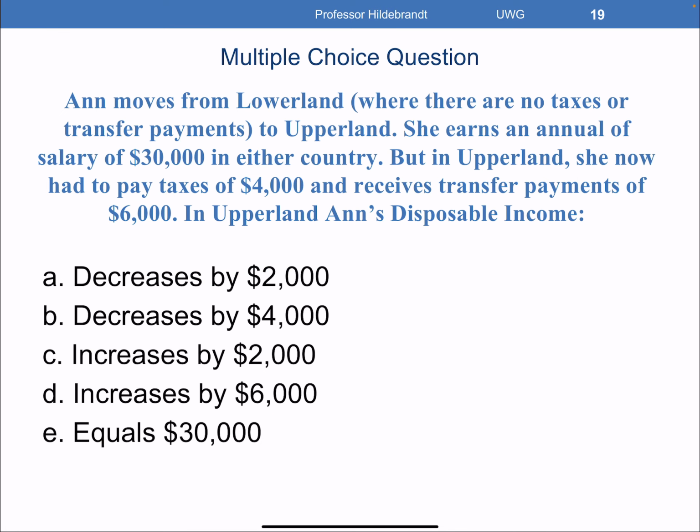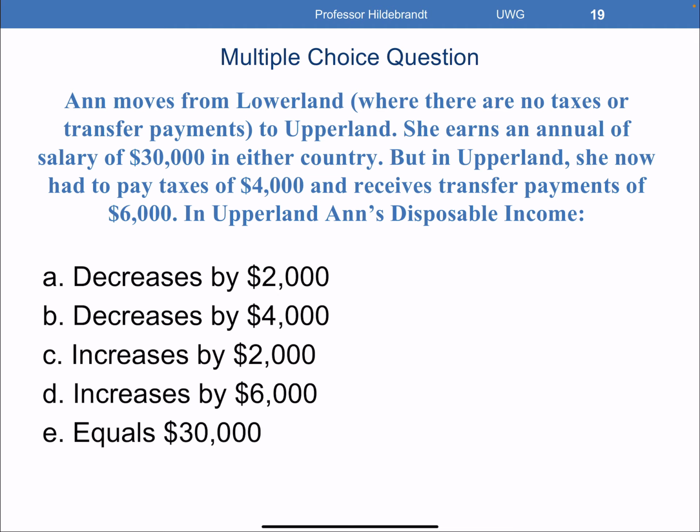So let's have a little question here to try to review some of this. Amy moves from lower land, where she pays no taxes and receives no transfer payments, to upper land. She earns an annual salary of $30,000 in either country. But in upper land, she now has to pay taxes of $4,000, but she also receives transfer payments of $6,000. What is her disposable income in upper land?